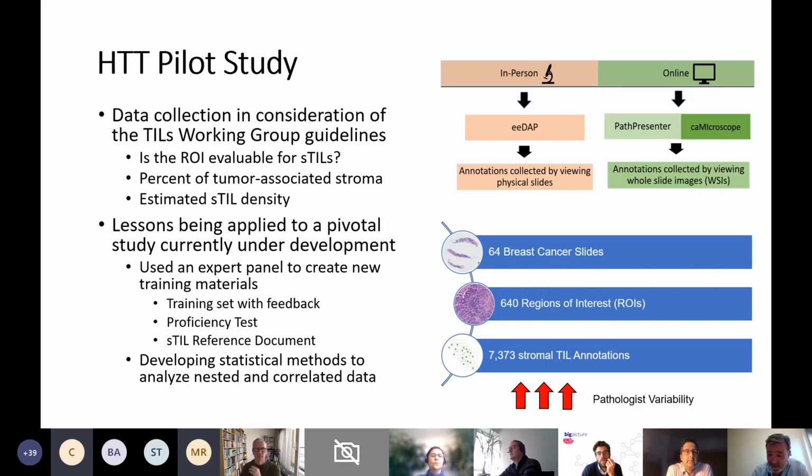So currently we have analyzed, coordinated by Brandon Gallas' group, 64 breast cancer slides, 640 regions of interest with more than 7,000 stromal TIL annotations. And the first set of data will be released in the next months. One of the most important lessons that we have learned so far is this variability, that there is variability between pathologists to score these annotations. And this variability can be mitigated by training. So training is crucial.